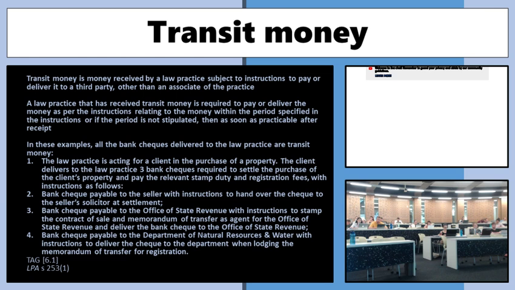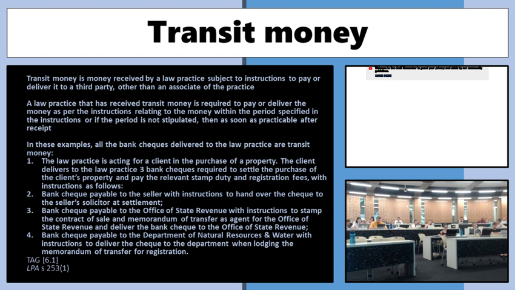Next step, transit money. What's transit money? That is when a firm is given some money and given some instructions to take that exact money and give it to someone else. So you are given some money and told this specific money is going to be paid somewhere else. And the key thing to note here is that by default, transit money doesn't go into the general trust account. And so there are some examples. These are all from the tag.